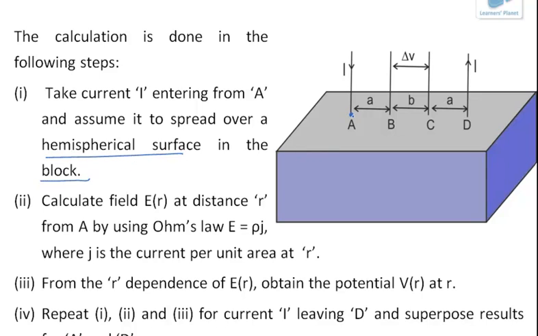So with this as the center, you assume that there is a hemispherical ball inside and current is spread across the surface of the hemispherical ball that we just assumed. We have to calculate electric field E at distance r from A. We have to assume that A is the center of the hemispherical ball, and we have to find out the electric field E at a distance r from the center, or from A.